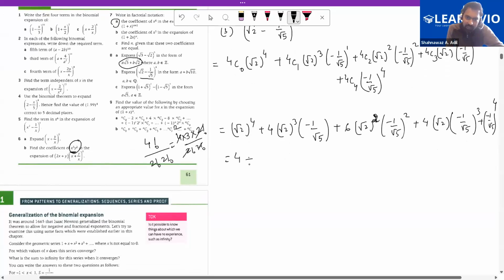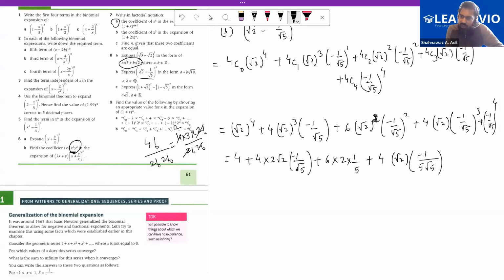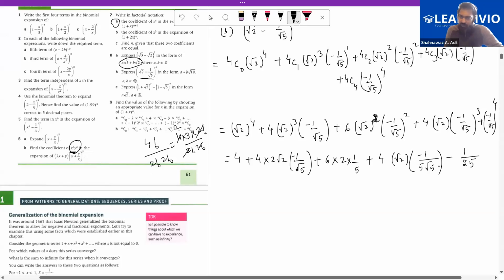So this is 4. And then this is root 2 cubed. So how much is this thing? 2 root 2, and then minus 1 by root 5. Right, so let's write minus 1 by root 5. And then this is 6 and 2. And this is 1 by 5 only. Right. And then this is 4 root 2. And then minus 1 by 5 root 5. And this is simply 1 by 25, right? Not minus, but plus. Okay, so this is all right.